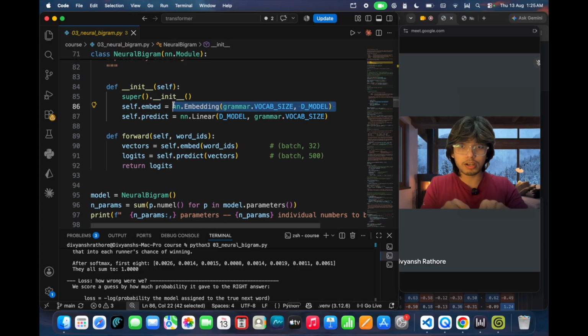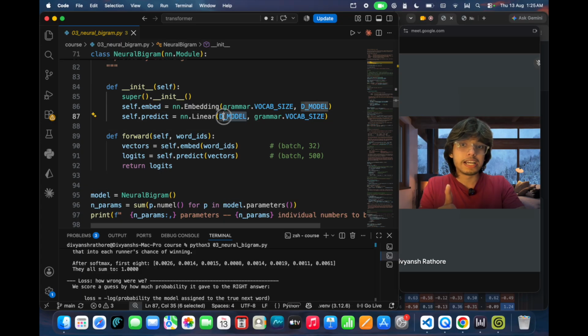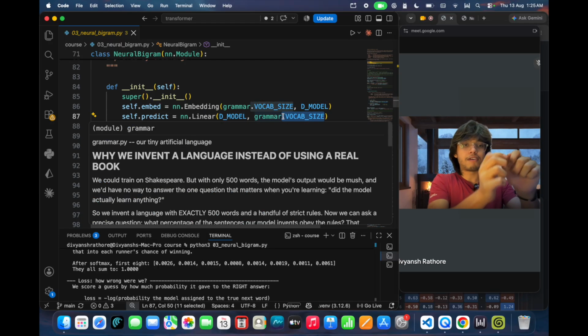So this is a huge table of 500 cross 32, and this is a linear layer that we have built here. I'll help you visualize it. Look at the dimensions here. It basically means d_model. In our input, we'll have 32 numbers and the output layer will have 500 numbers.